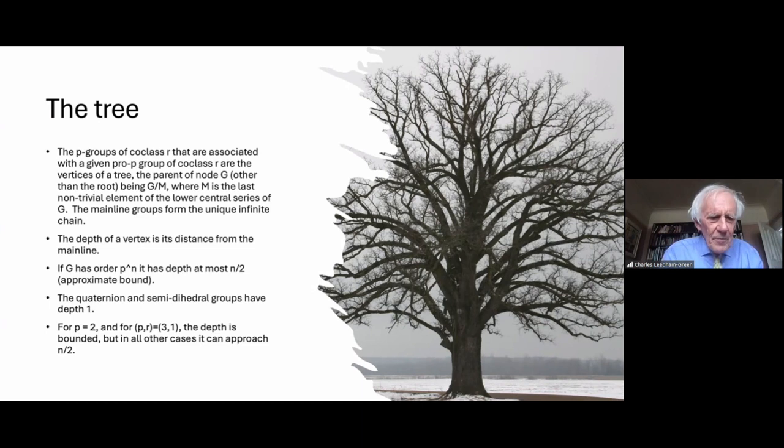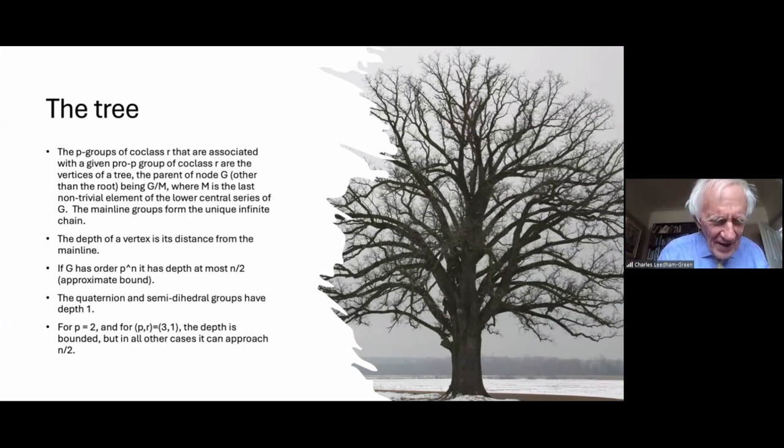However, for p equals 2, you only have branches of length 1. If you take a quaternion or semidihedral group and you just chop off the last term of the lower central series, you have a dihedral group, which is a main line group. So here you've got a very thin tree. There's just a stalk, and at every point there are just two little branches. There's two little twigs coming off.